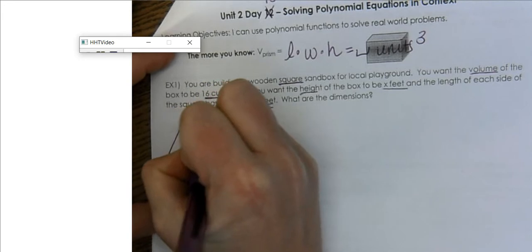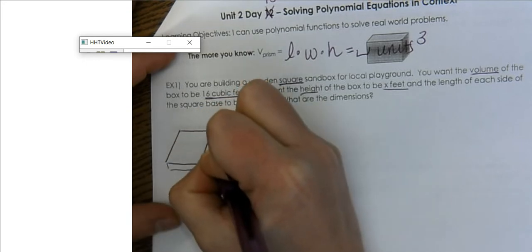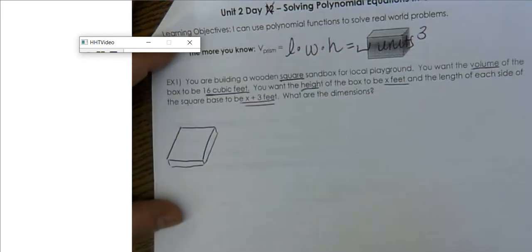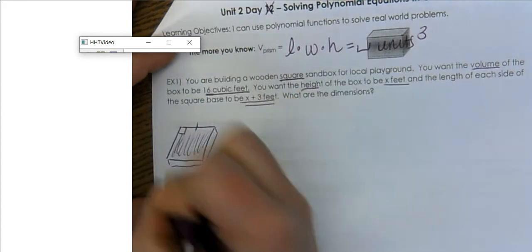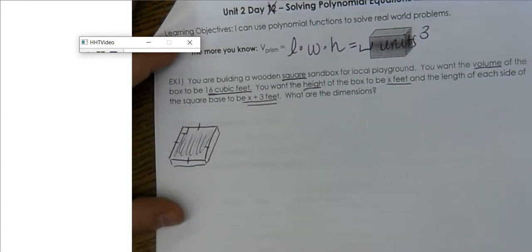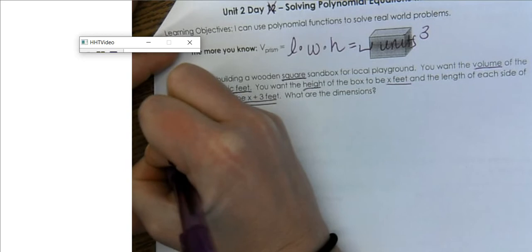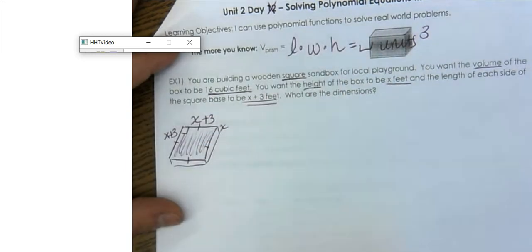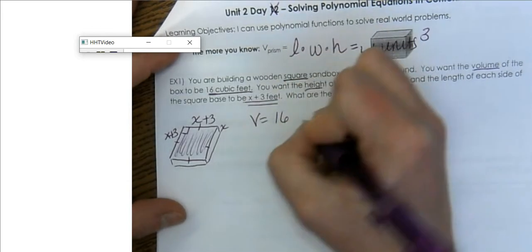So I'm going to draw a square, and this is going to be a prism, so I need to make sure that I have some kind of height going on here. This is my sandbox, if you can imagine sand being in here. This is a square, so this is a right angle, and all the way around we'll see that all of our side lengths are the same. We want each length to be x plus 3 and x plus 3, and we want our height to be x. We know that the volume that we are looking for is 16 cubic feet.